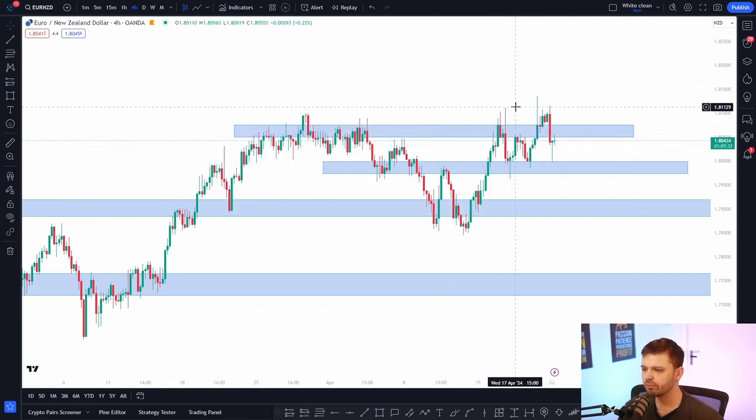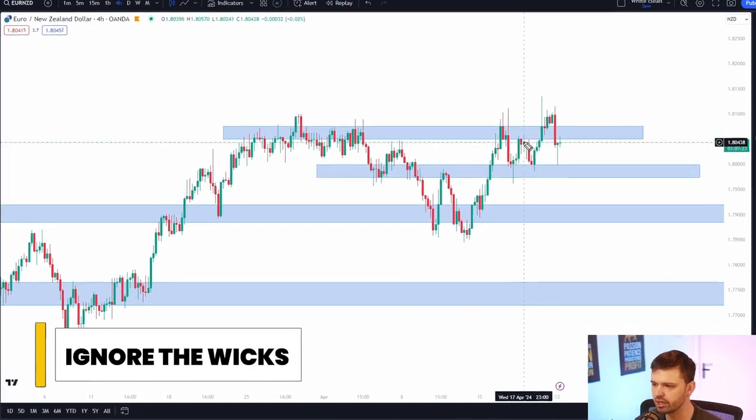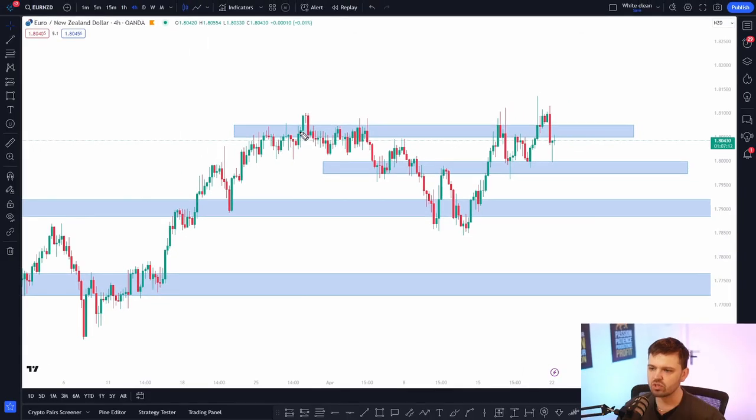When adding the levels, make sure that you try to ignore the wicks and focus on the candle closes. So right here, I've added the low of this zone from the closes of these two candles to that one right here, and it kind of makes sense. It looks like a fake out: resistance, then a breakout here, but it fails to hold as support.